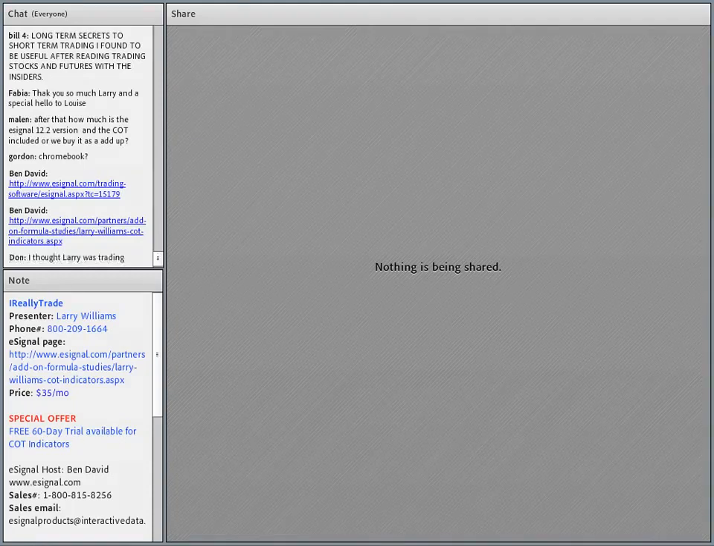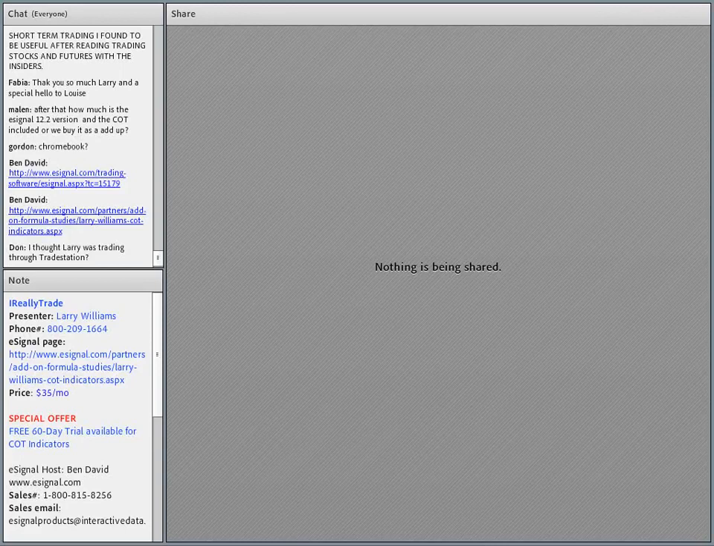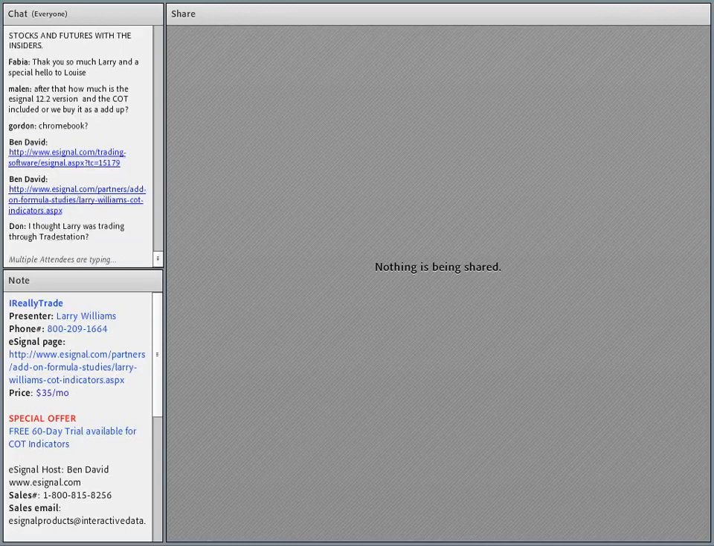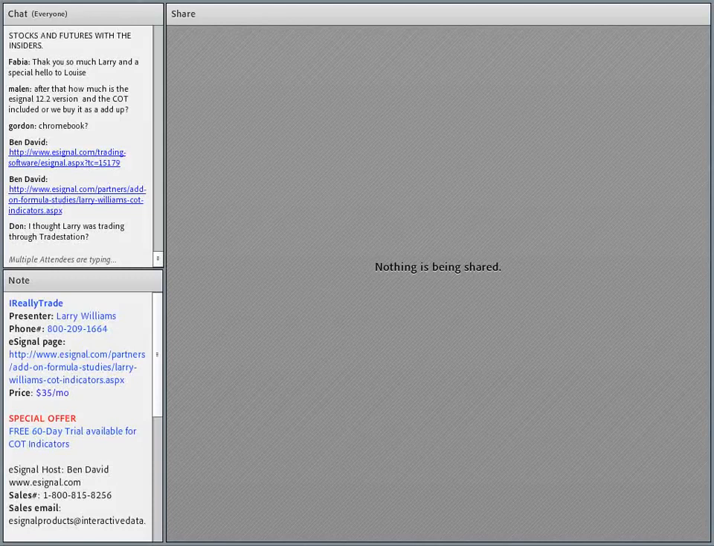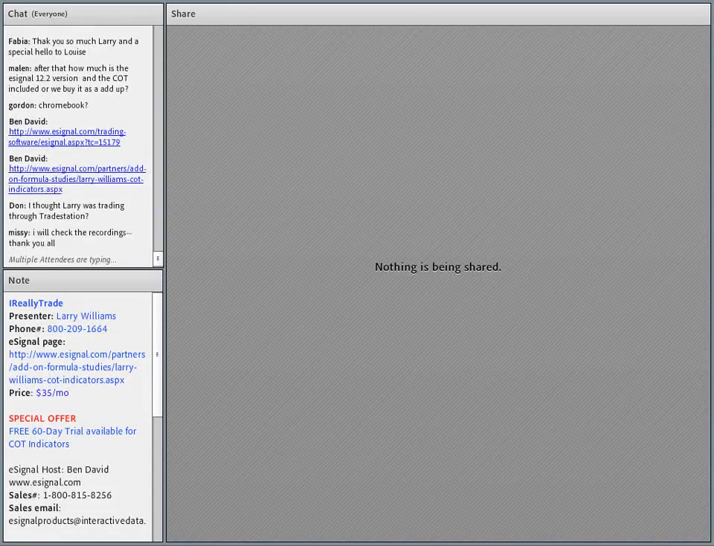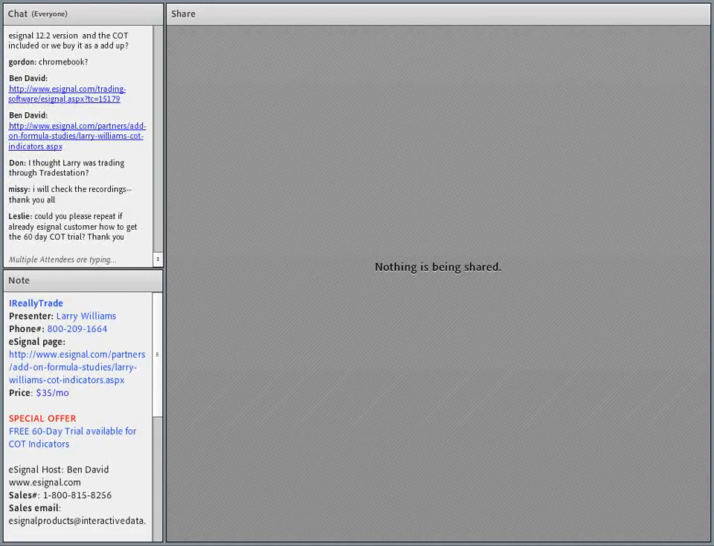Gordon, Chromebook. I don't know if it will work on a Chromebook. You might want to do some research into whether there are emulators for Chromebook, but I've never gotten that question before. Traditionally, it's only been on PC, and those on the Mac platform use an emulator to use it.